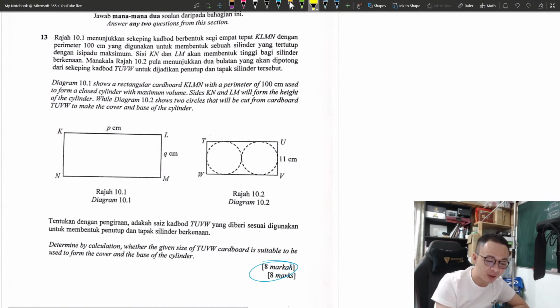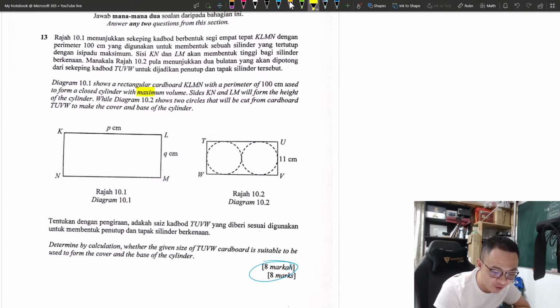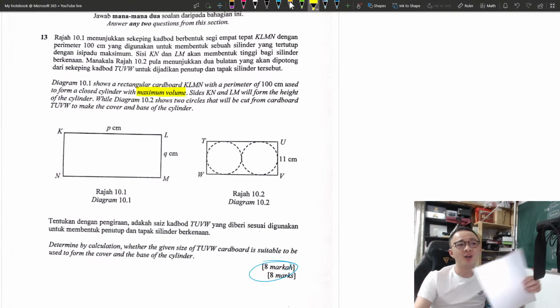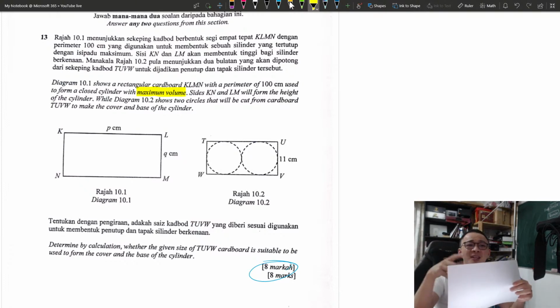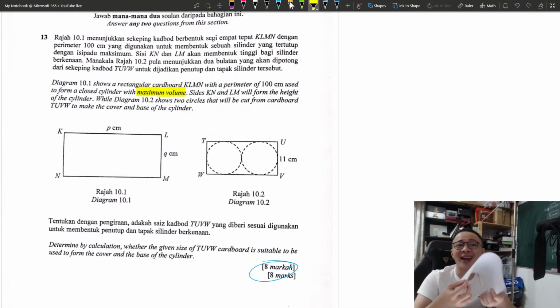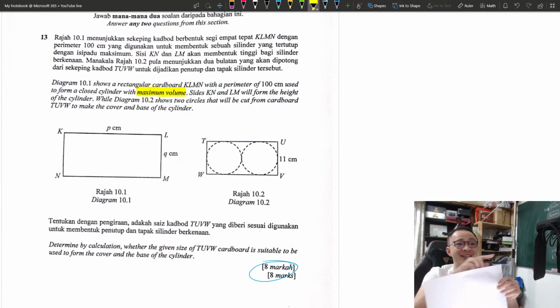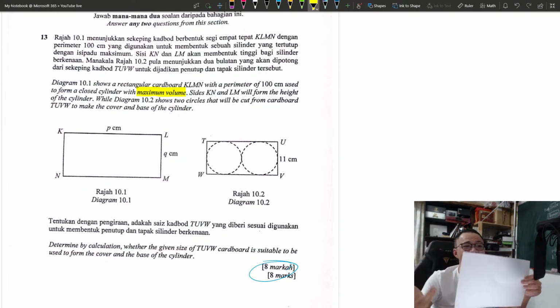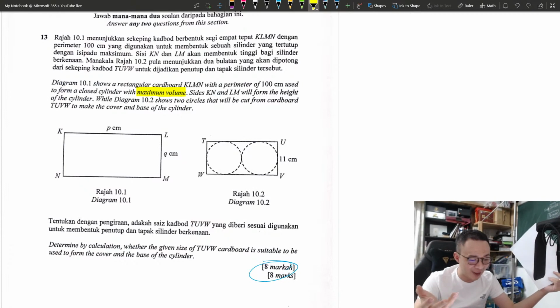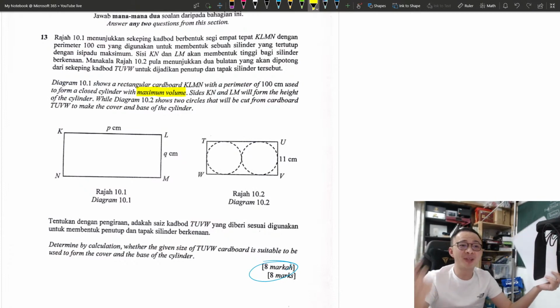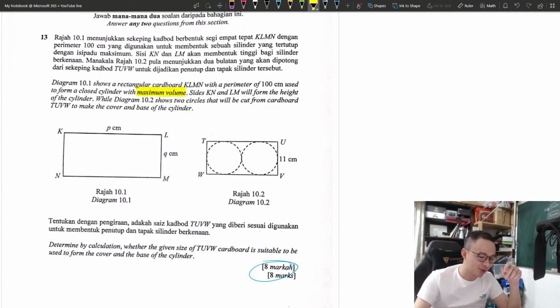Oops. They want to get the maximum volume. Right now, my length here is P, and this is Q. Since P and Q are variables, I can still adjust them until I get the maximum volume. Maybe I make P longer or I make Q longer. So both of them are variable, they are not constant. If both P and Q are constant, there's no way you can make some maximum volume. Alright, so you get the idea? Okay, if you get the idea already, then we will start doing these questions.